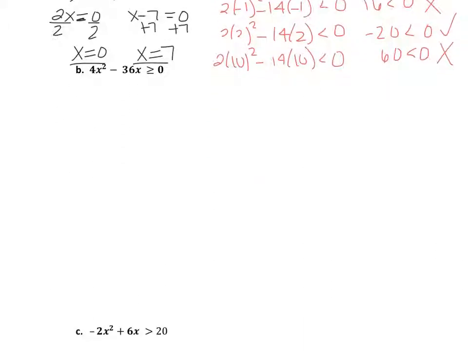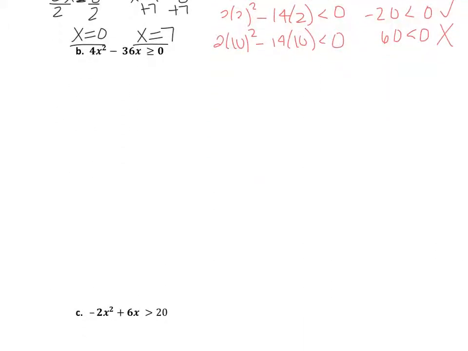Okay, so let's do another example. Again, I'm going to start by factoring what I can to the front. So I can actually take out a 4x. And that's going to leave me with x minus 9 is greater than or equal to 0. So what I'm going to do is set each of these equal to 0 and get my testing values. So 4x equals 0, x minus 9 equals 0.